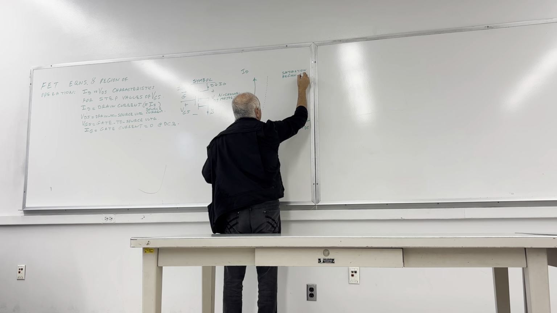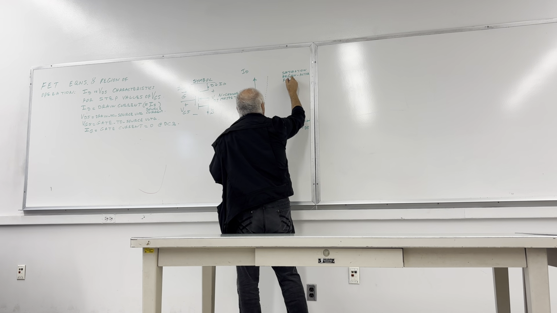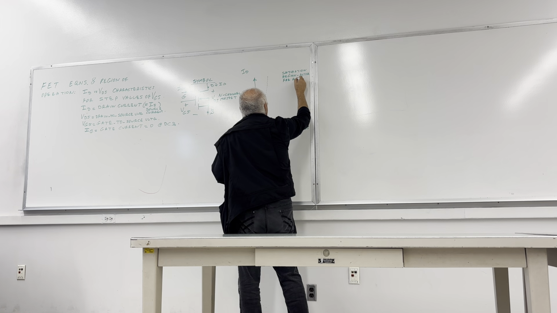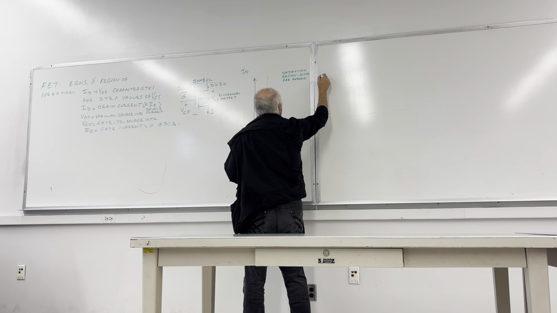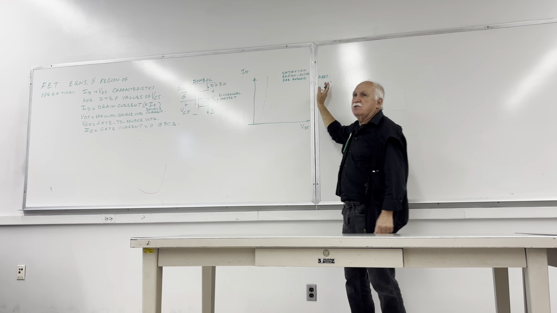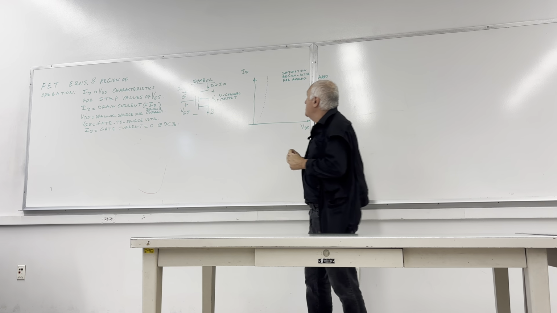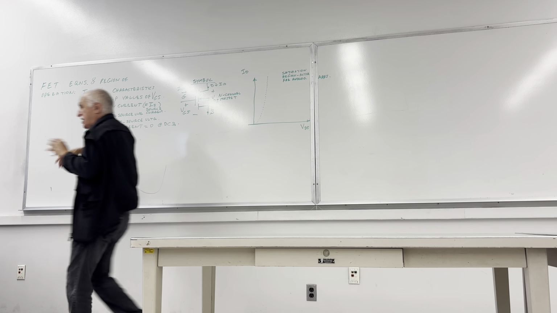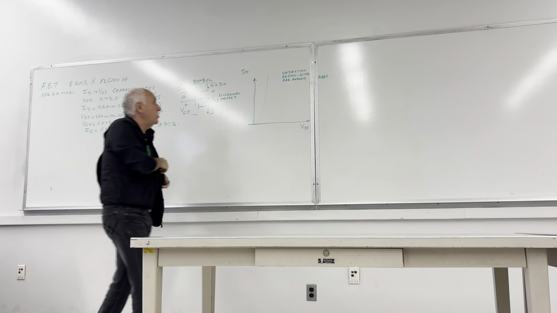In other words, active for analog application. Analog application, we use the saturation region. For switching application, we use the region to the left of that parabola, which is called the ohmic region.